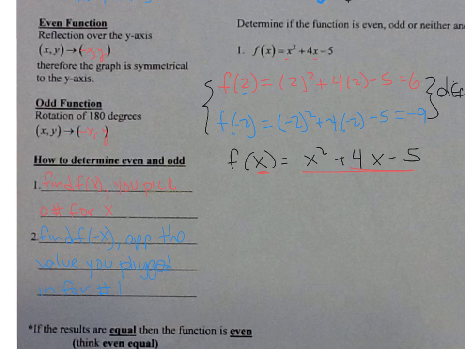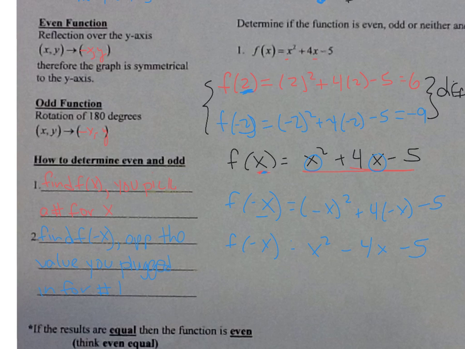So now I want to do f of negative x, right? I'm going to plug in my negative x value, just like I had x here. It's my x. Now I'm going to plug in negative x. So wherever I see an x now, I'm going to plug in negative x. So it's negative x squared plus 4 times negative x minus 5. All right, so I have f of negative x is equal to negative x squared is positive x squared. 4 times negative x is negative 4x. And then I have minus 5.